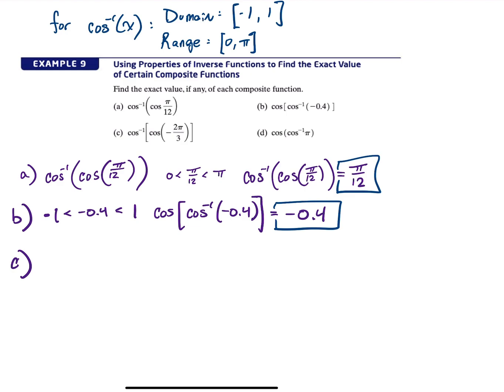Let's look at part C. We have the inverse cosine of the cosine of -2 pi over 3. Now the inverse function is on the outside, so we need to see if -2 pi over 3 is in that restricted range of the inverse function. So where is -2 pi over 3? Positive 2 pi over 3 would be up here in the second quadrant, so the negative angle would be down in the third quadrant, down here.